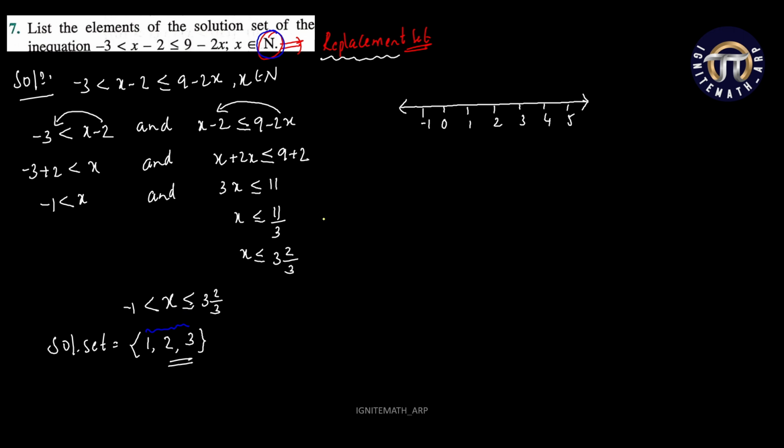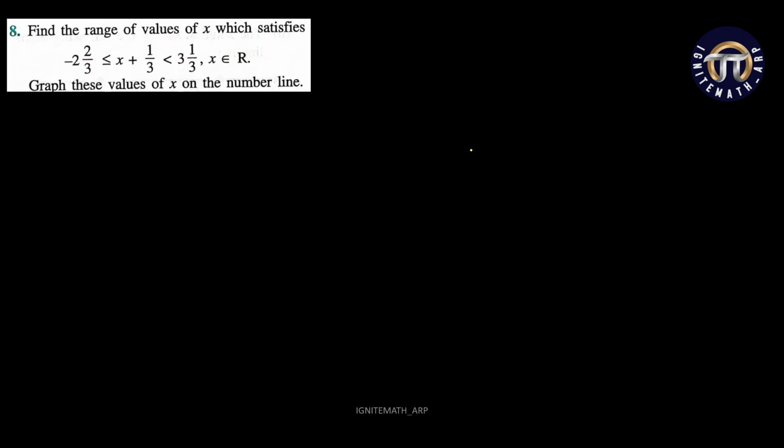So how should I do it? I'll just write a dot on 1 and darken it, no issues. Okay, on 2, I'll write a dot and darken it, and on 3, I'll write a dot and darken it. So this is how I need to represent the given solution set. Clear, children? Let's move to the next one now.